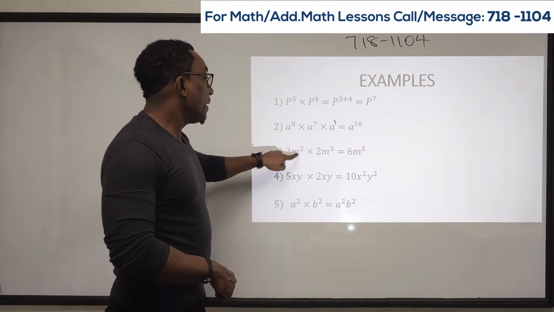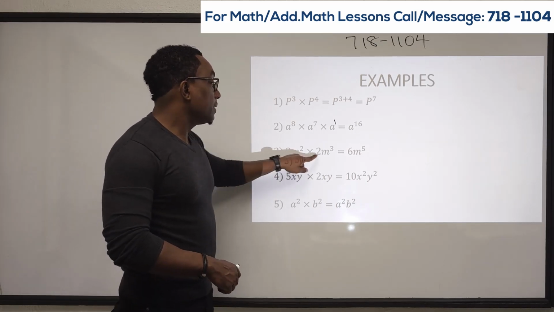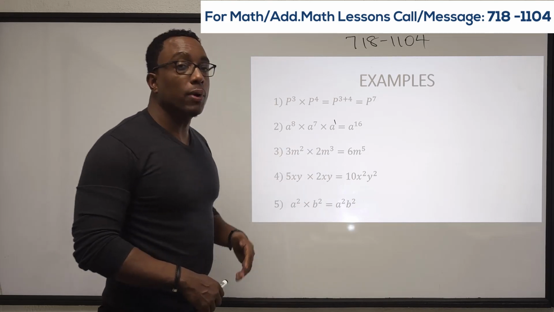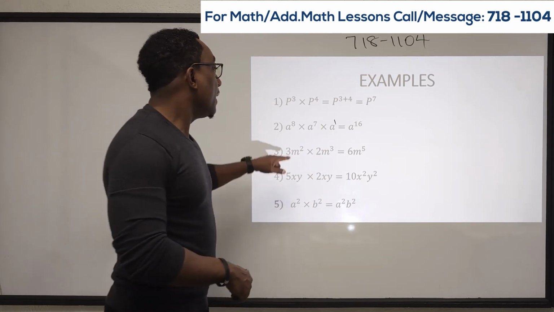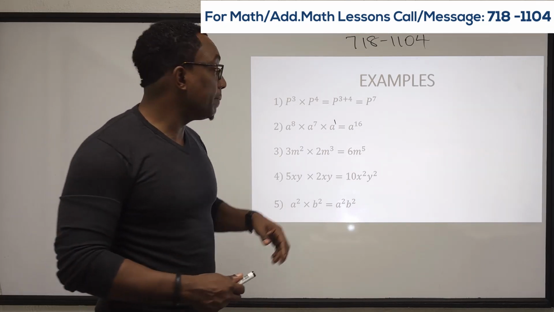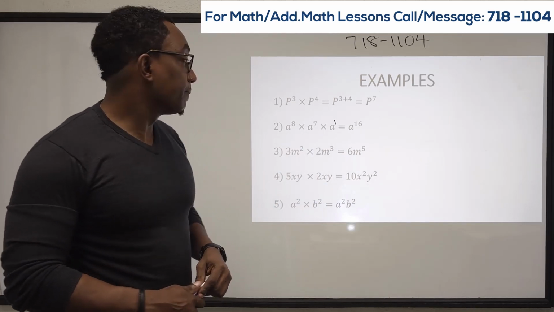We have 3m squared multiplied by 2m cubed. Of course, we can multiply the coefficients. 2 by 3, which is 6. So we're multiplying these two quantities. So 2 by 3 is 6, multiplying the coefficients. m to the power of 2 by m to the power of 3. We have the same variable which we maintain, but the powers we must add. 3 plus 2 to give us 5.